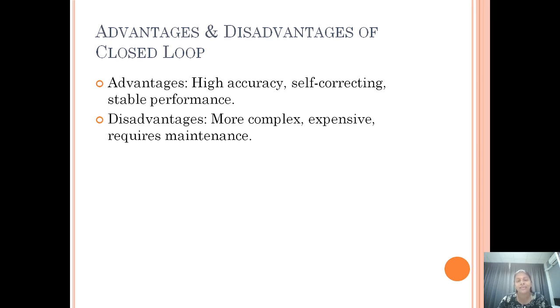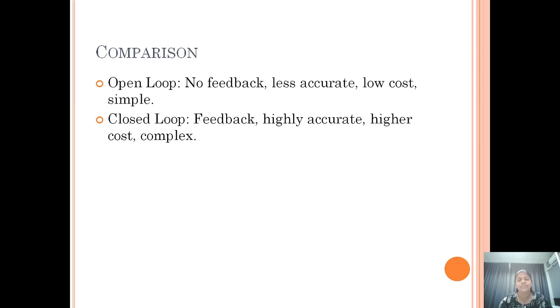After studying both the systems individually, let's compare them to understand their differences. Open loop systems are simple, inexpensive, and operate without feedback. But closed loop systems use feedback to achieve higher accuracy and better reliability. Although closed loop systems are more costly and complex, they are preferred for applications requiring precise control.